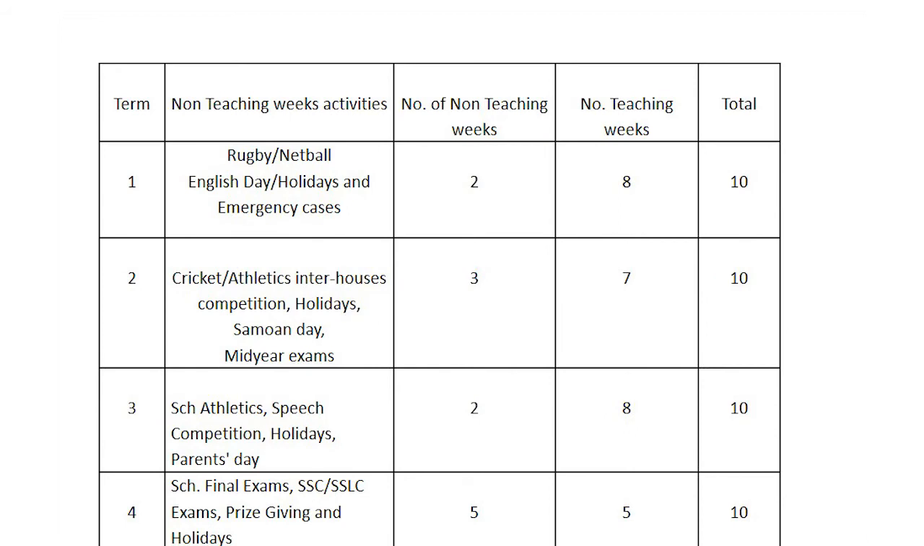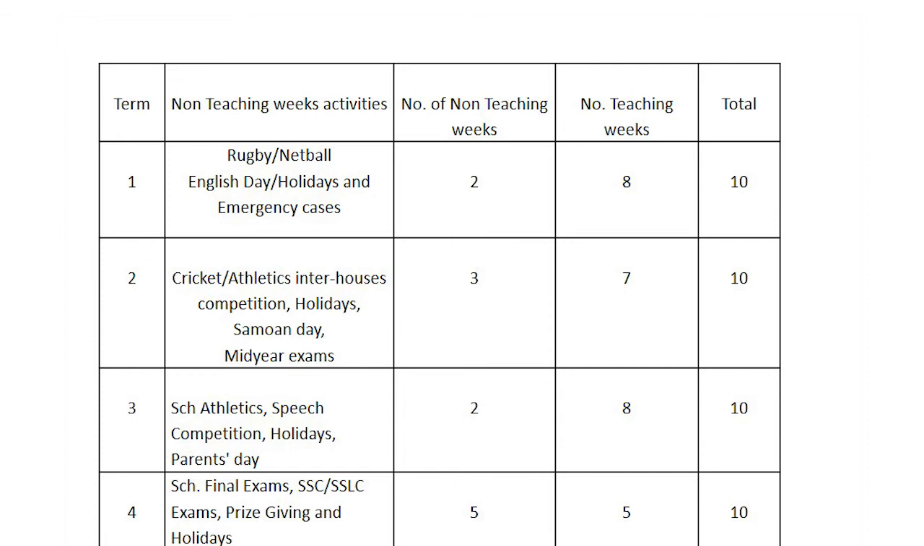Okay. So from the school calendar, we could find the number of non-teaching weeks and the expected number of teaching weeks. For the first term, we have rugby, netball, English day, holidays, and some emergency cases, such as the COVID-19 we are having now. Those are some examples of emergency cases where the school closed. So therefore you have to plan in advance.